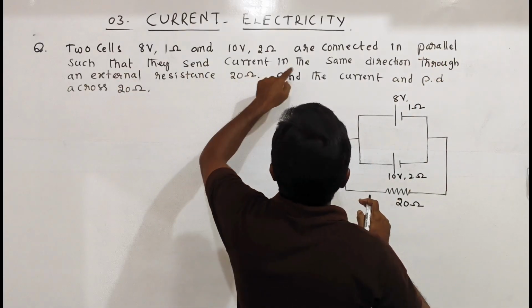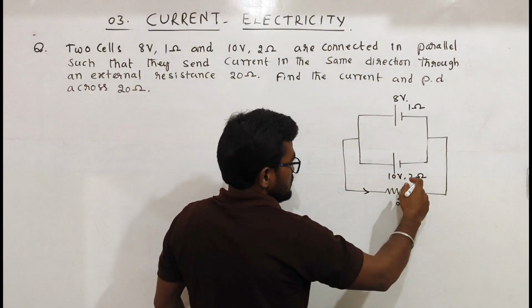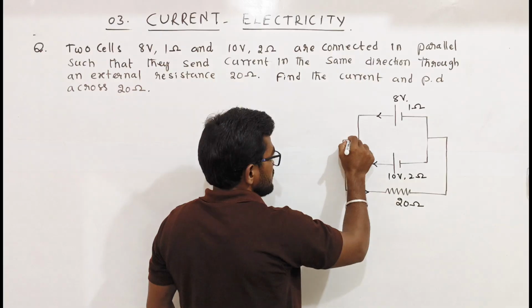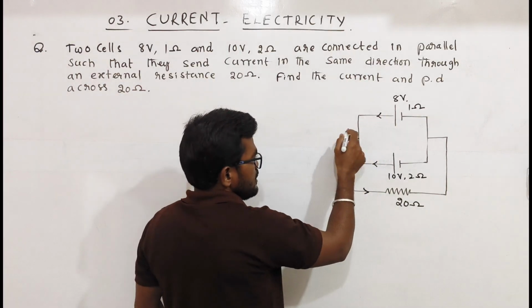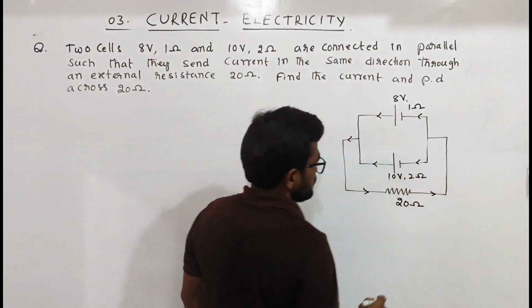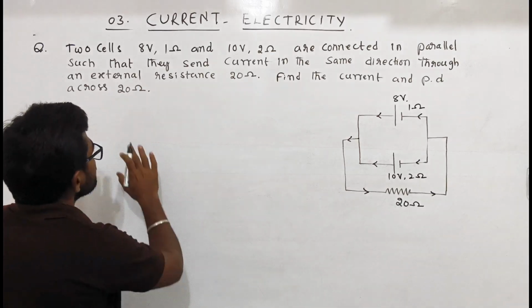So that they send current in the same direction through external resistor. That means these two cells send the current in the same direction through external resistor, so that these two cells send current like this. Okay, this is I1, this is I2. I1, I2 meet together and flow as total current I. Okay, this is the circuit diagram. What we need to find is the current and potential difference across 20 ohm.